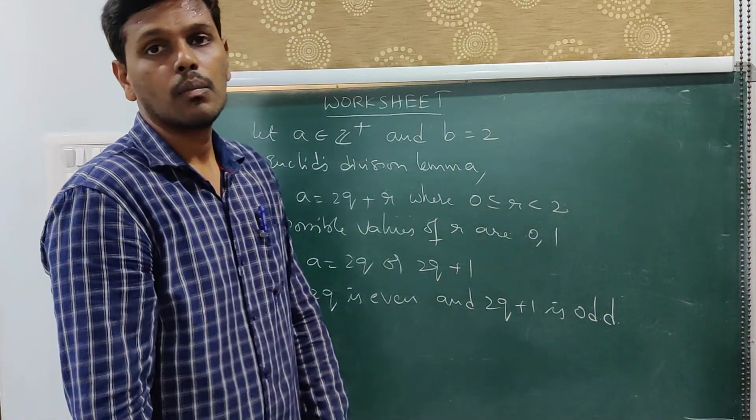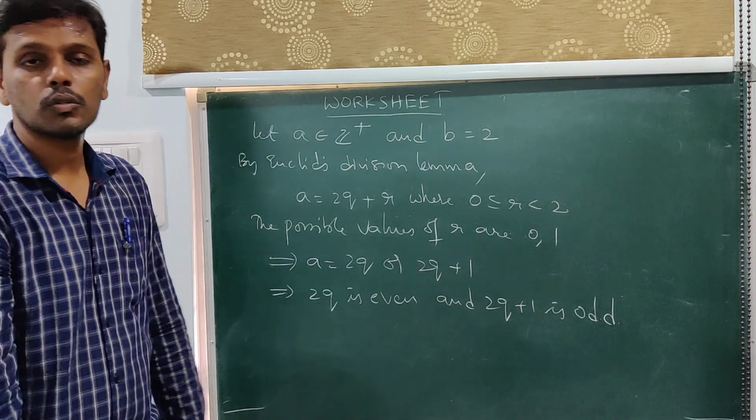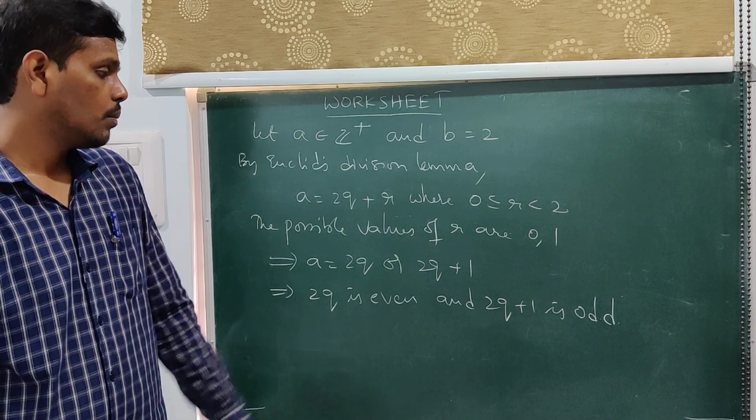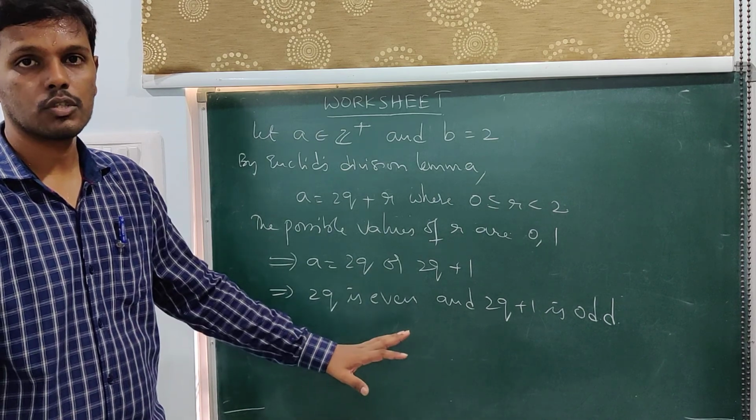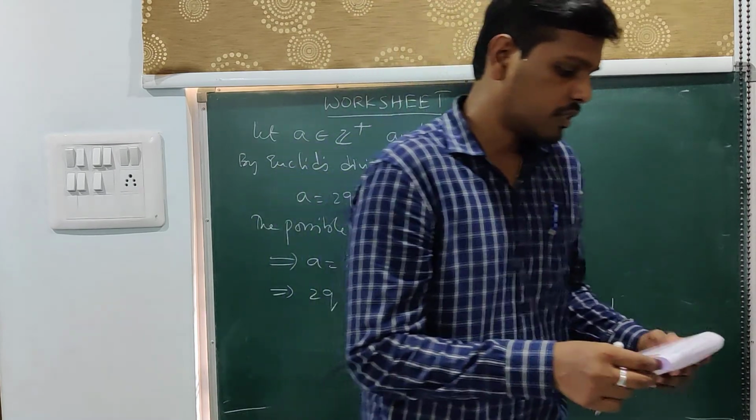That is, every positive even integer is of the form 2q and positive odd integer is of the form 2q plus 1. So that is what we are supposed to prove. So that is with regards to the third one. Now let's move on to the sixth one.